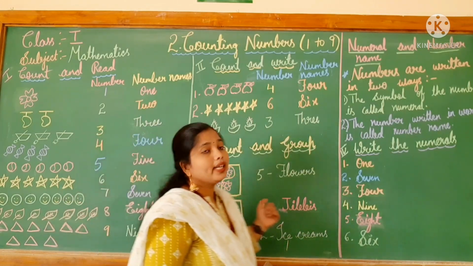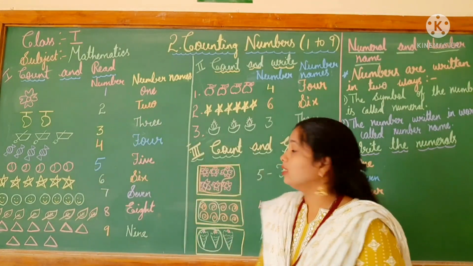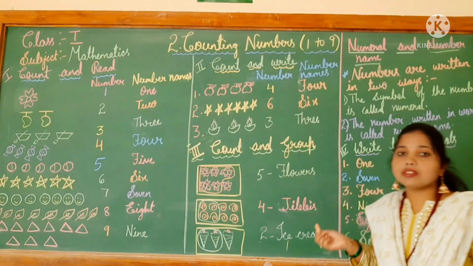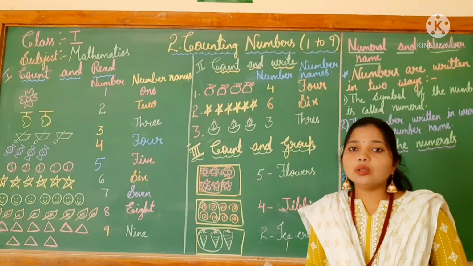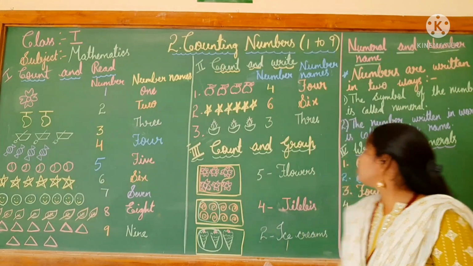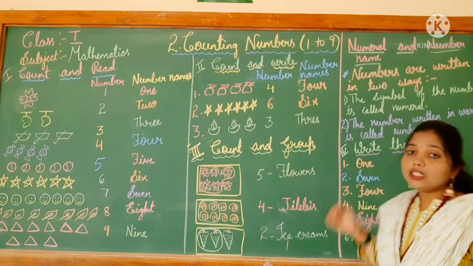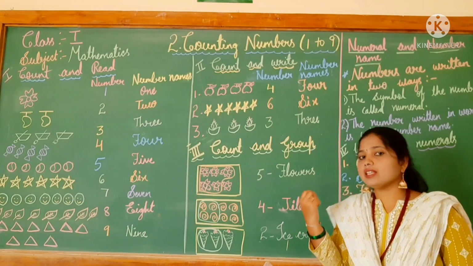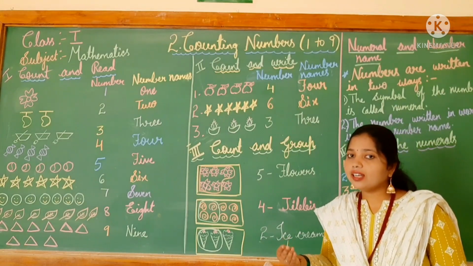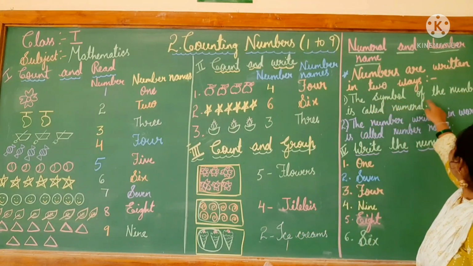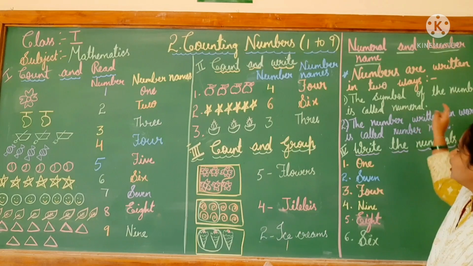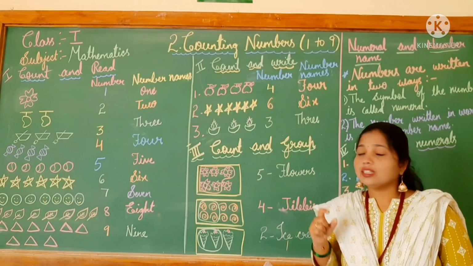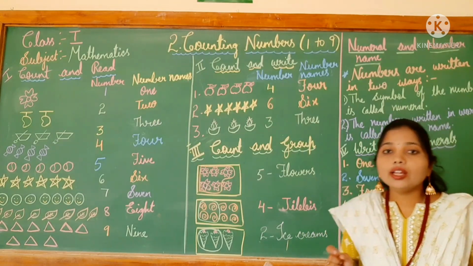Okay. Now let us move to the next topic, that is numeral 9, number names. Numbers are written in two ways, children. Now let us see how they are written. The symbol of the number is called a numeral.